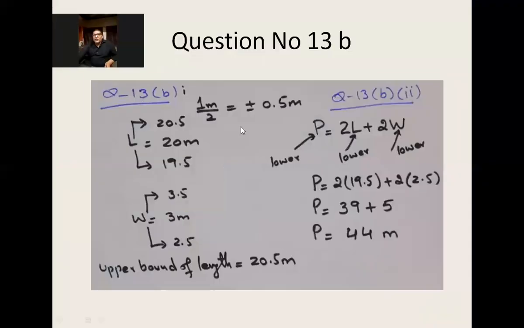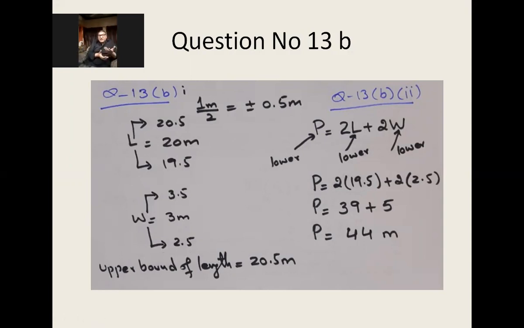So nearest 1 meter, 1 meter divided by 2, that will be 0.5 meter, that will be added and subtracted. The length is 20 meters, so the upper bound will be 20 plus 0.5, that will be 20.5, and 20 minus 0.5, the lower bound, 19.5. The width is 3 meter, so the upper bound will be 3.5 meter, and the lower bound will be 2.5 meter. So the question was, what is the upper bound of the length? That is 20.5 meter.